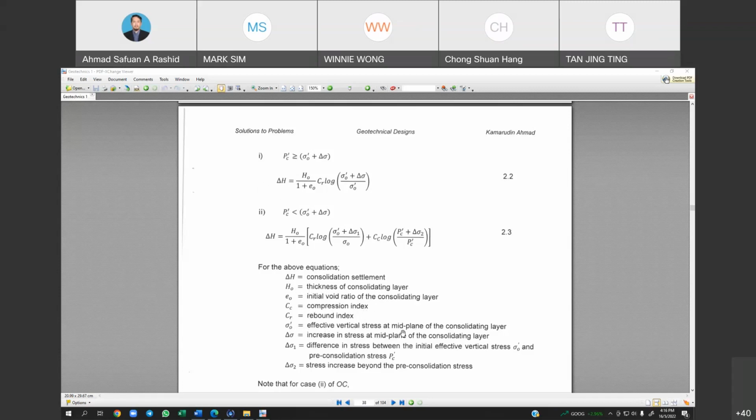As I told you before, if we use the full height of the clay layer, we may over predict the settlement value. That's why they use the mid plane of the consolidating layer. Delta sigma is the increase in stress at the mid plane of the consolidating layer. Then we just omit delta sigma 1 and delta sigma 2. For me, it is preferred to use the formula on the slide.